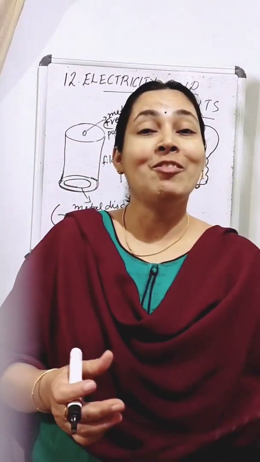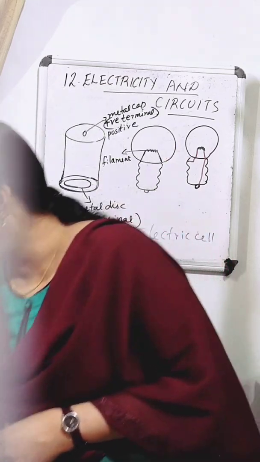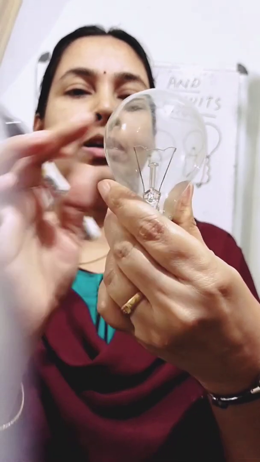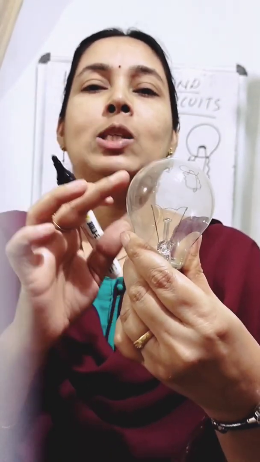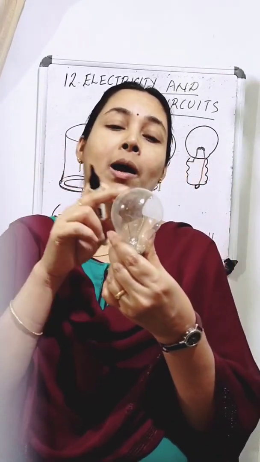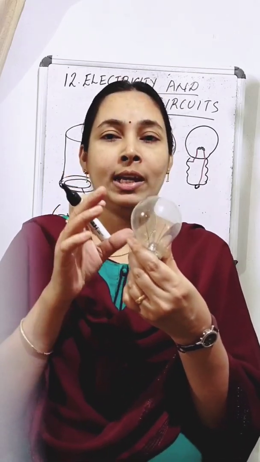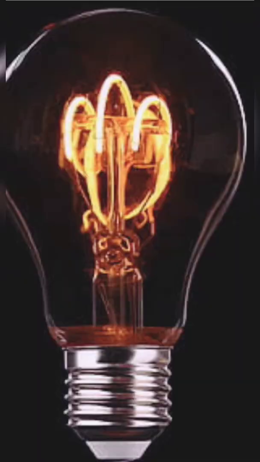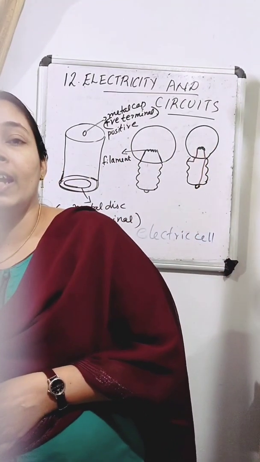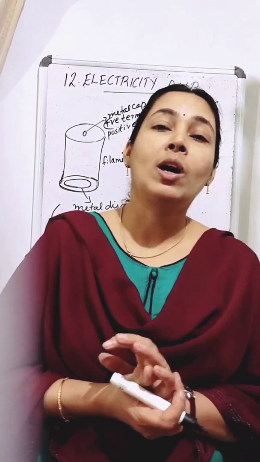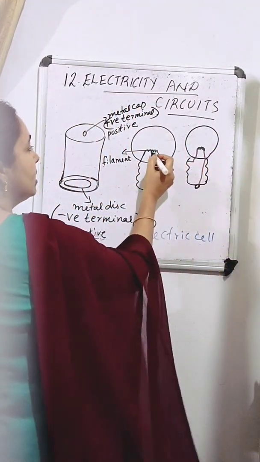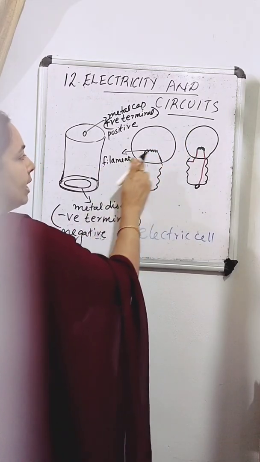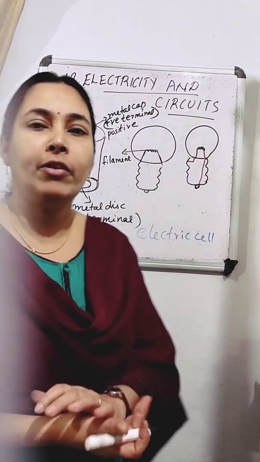Okay. And when we switch on the torch, we can see that this thin wire in the middle is glowing. So which part is glowing in a bulb? This filament is glowing in a bulb. The thin wire that gives off light is called the filament of the bulb. This is the thin wire that glows when the bulb is switched on, and that thin wire is called the filament.